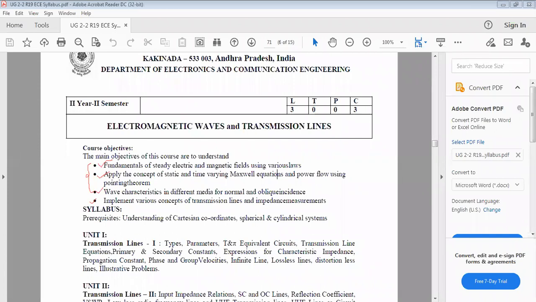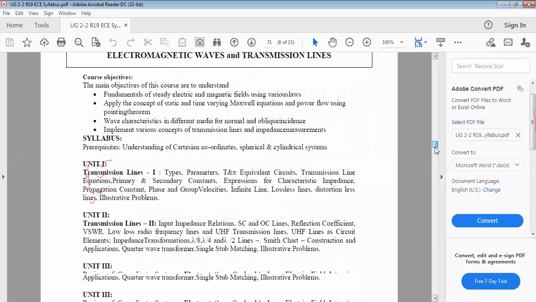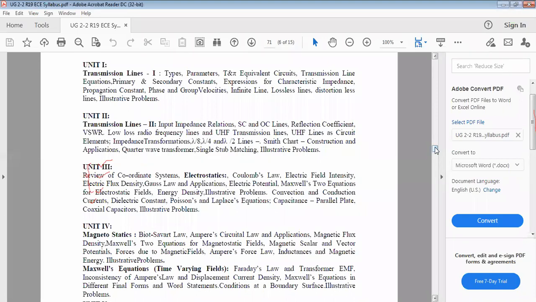He is not in depth with transmission lines part one, but transmission lines part two is the complete derivation part, and it is very, very important from the exam point of view also. Just see here: transmission lines 1, transmission lines 2. That is the entire transmission lines part.